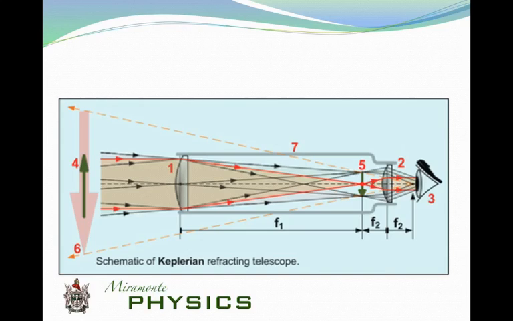So here's a closer look at a refracting telescope. Here is your object here. The light rays are going to come through your objective lens.